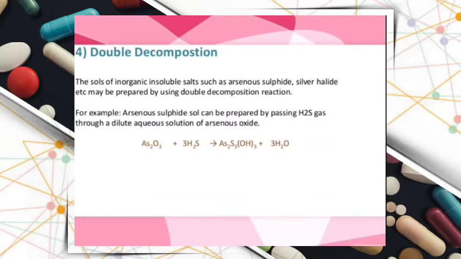Then the fourth, double decomposition. Sols of inorganic insoluble salts such as arsenic sulfide, silver halide, etc. may be prepared by using double decomposition reactions. For example, an arsenic sulfide sol can be prepared by passing H2S gas through a dilute aqueous solution of arsenic oxide: As2O3 + 3H2S gives As2S3 + 3H2O.